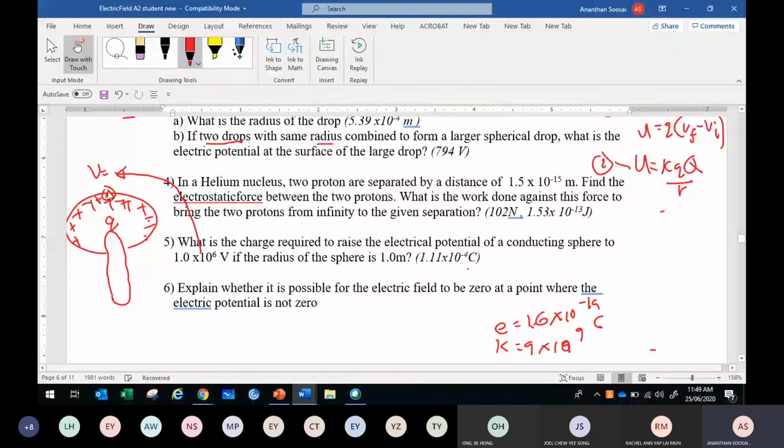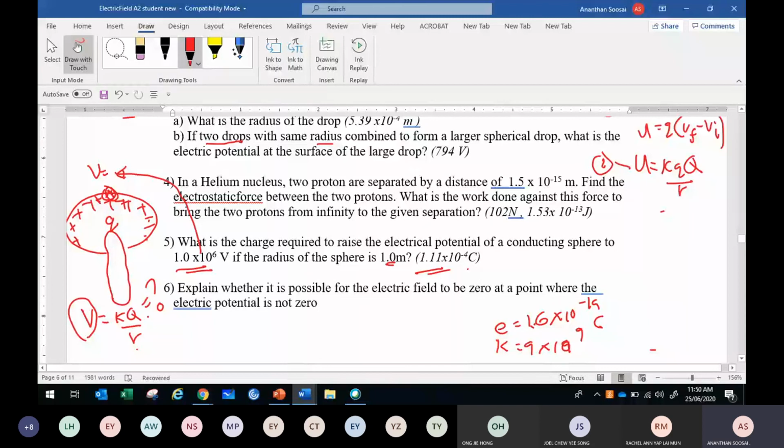So potential is what? V equals kQ over R must come to your mind. This is the formula. Electric potential is kQ over R because the sphere behaves like a point charge. So what is the charge required to build up a potential of 1 times 10 power of 6 volts? The radius of the sphere is 1 meter, quite big. So you can find the charge. The charge should be 1.11 times 10 power negative 4 coulomb.